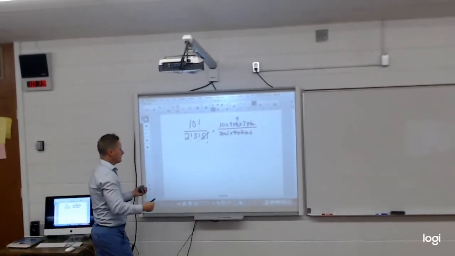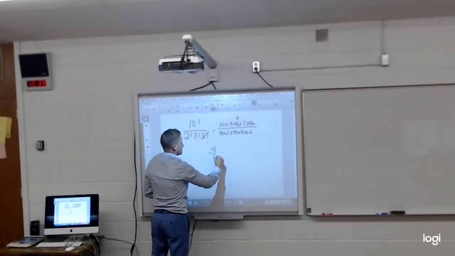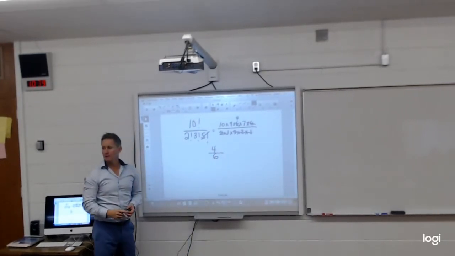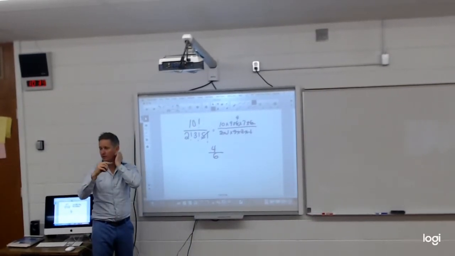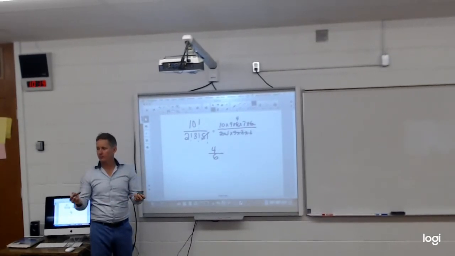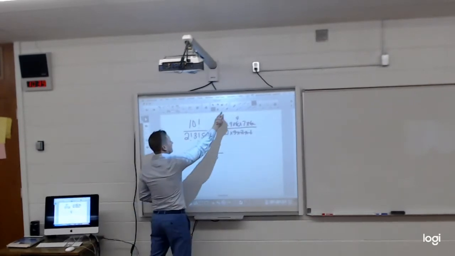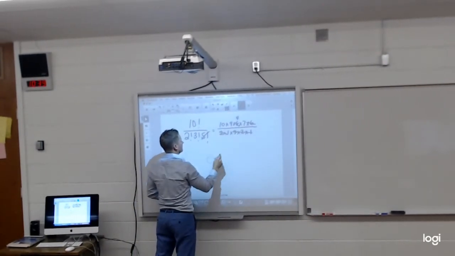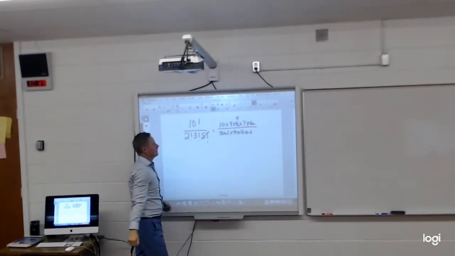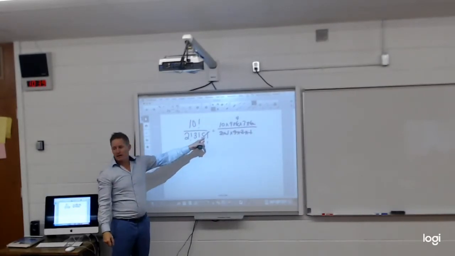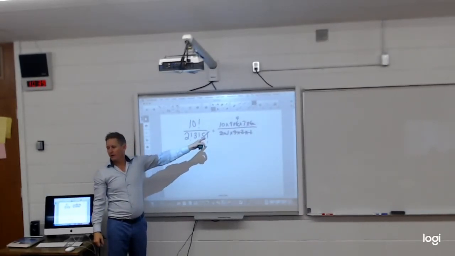How do you reduce this fraction? 4 over 6. So I'm taking whatever's on the bottom and canceling with whatever's on the top. Same thing. Yes, Brandon. Why do you only go till 6? Like 10 times 9 times 8? Because I canceled out the 5 factorial that was below.